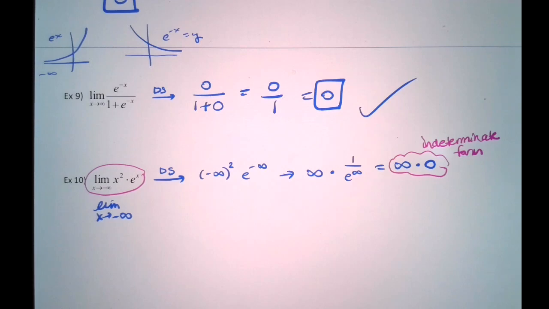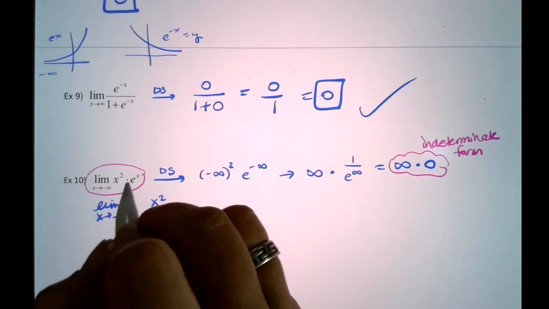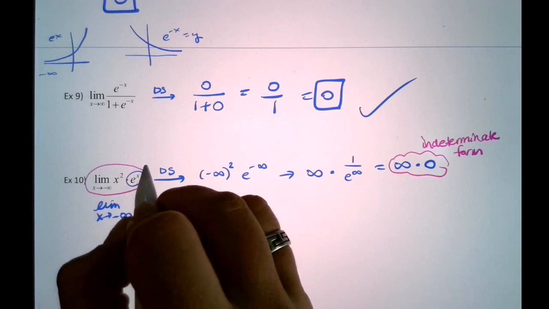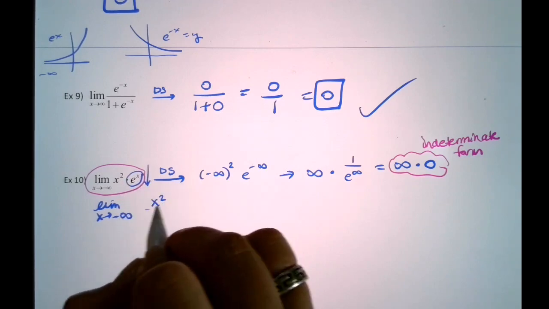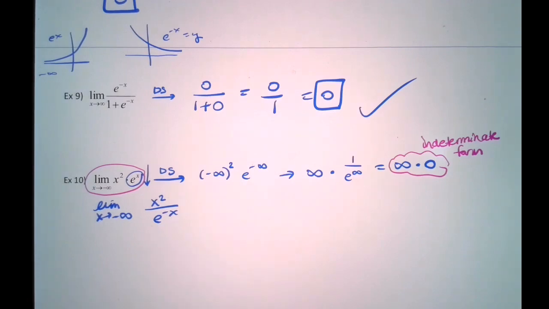So the easiest thing to do, I know this sounds really crazy, but I'm going to leave the x squared where it is. I'm going to take that e to the x, and I'm going to put it down into the denominator. And when you do that, you can legally do that as long as you change the sign on that exponent to be negative. This is the same expression.